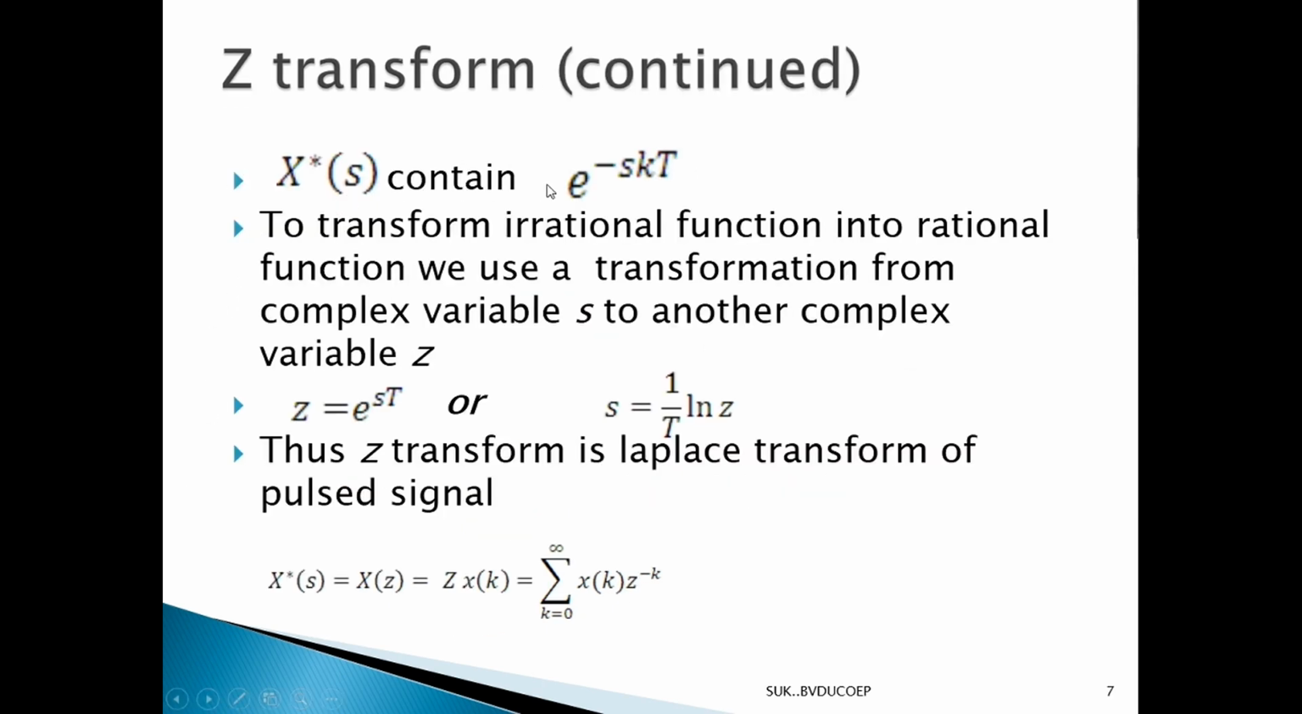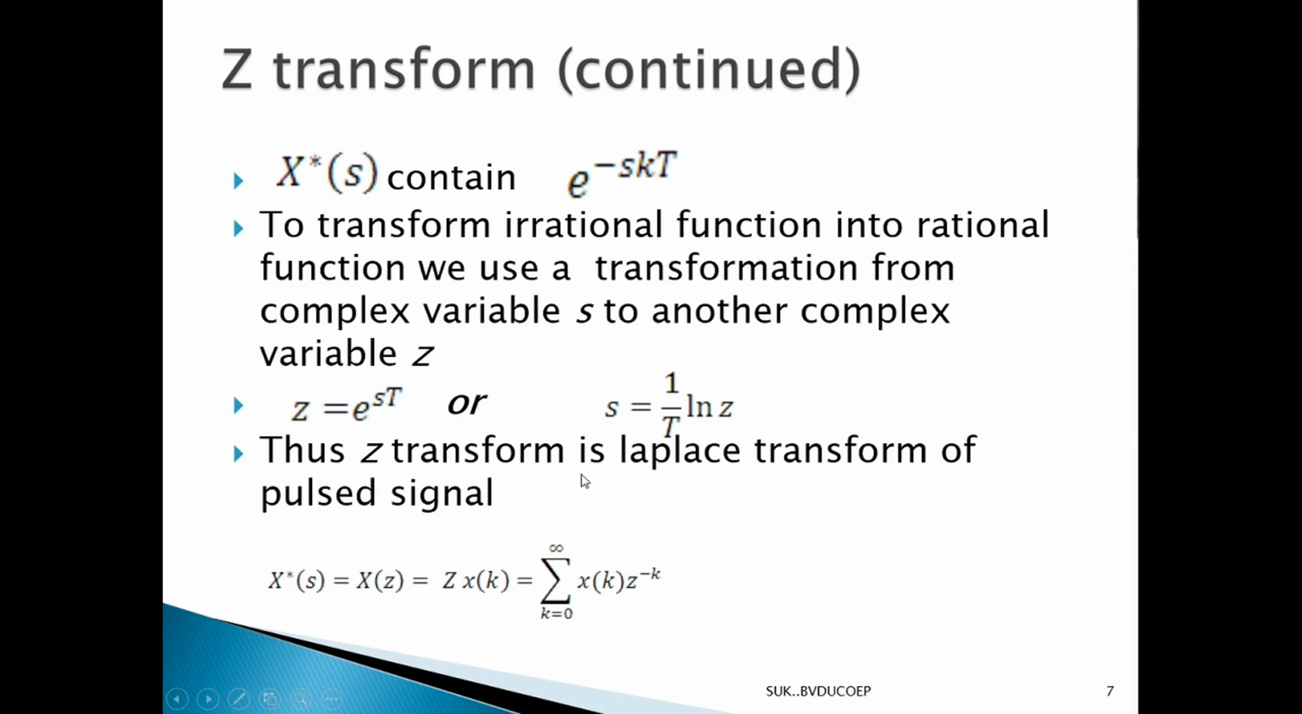Now this x star s contains e raised to minus skt. Now s is a complex variable and therefore this function becomes irrational. So to convert it into a rational function, we use a transformation from complex variable s to another complex variable z. So this is what is important: we have defined z is equal to e raised to st. This is the transformation. So the transformation is z equal to e raised to st, or s is equal to 1 by T ln z.